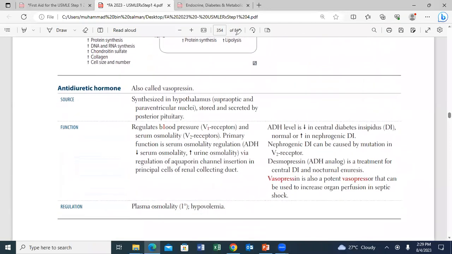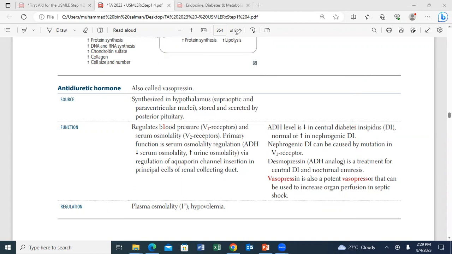Then we have the antidiuretic hormone. I have already discussed that it is called vasopressin. It is synthesized in the hypothalamus, and it is stored and secreted by the posterior pituitary. We have discussed that it is produced in the hypothalamus and then it travels with the help of neurophysins, and the axons which release the hormone are present in the posterior pituitary. So it is basically secreted in the posterior pituitary but synthesized in the hypothalamus.